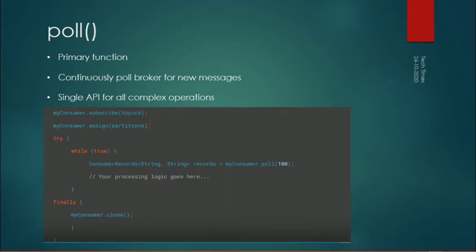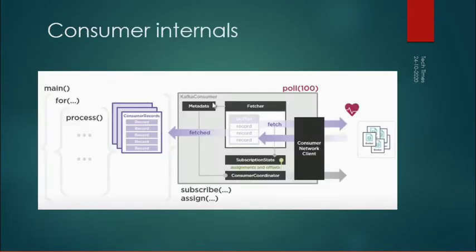Now let's understand the consumer internals. Here we have a consumer and we have a broker. Now the first component we have is the consumer network client. This is an interface between the consumer and the broker, so whatever we interact with goes through the consumer network client. Then we have a fetcher.